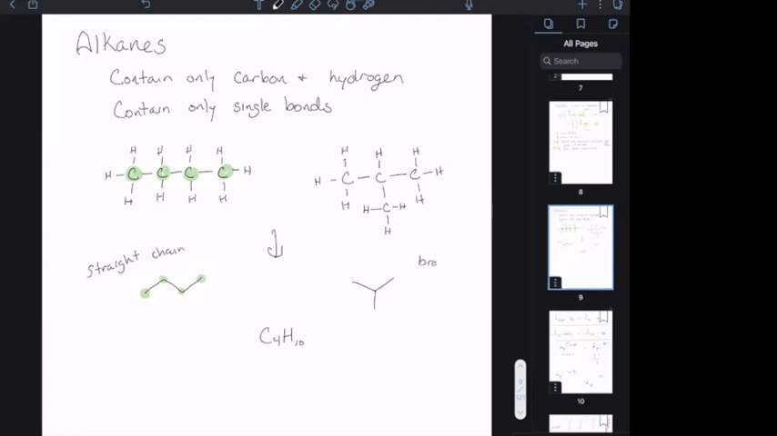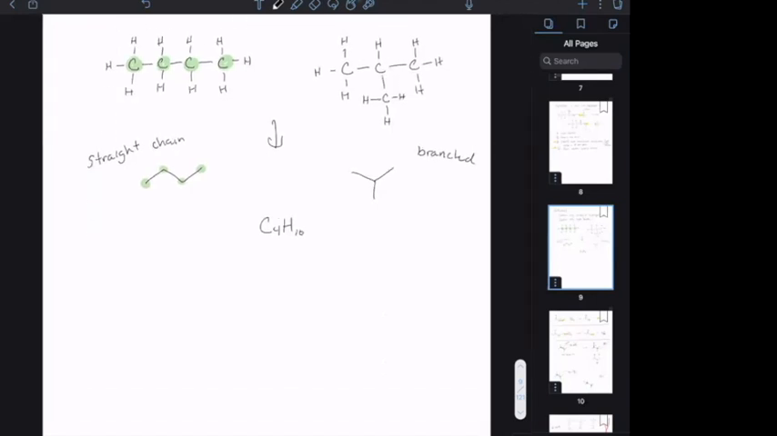This one is branched. Basically, the smaller the number of carbons, the fewer the structural isomers are, right? When you go up to something like C8H18, all of a sudden that one has a lot of different structural isomers, because you can start branching at all these different points.